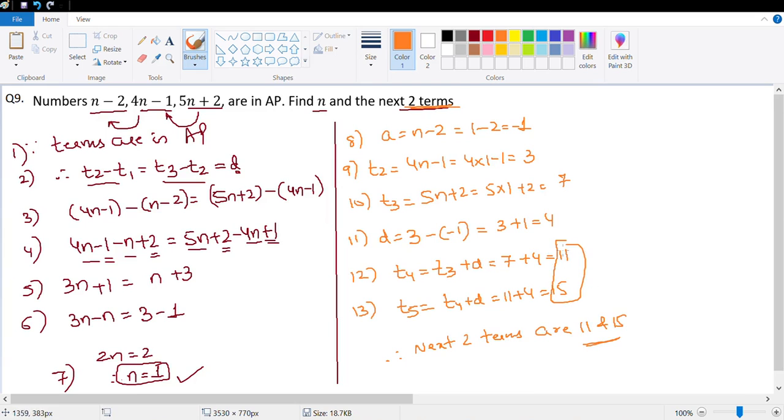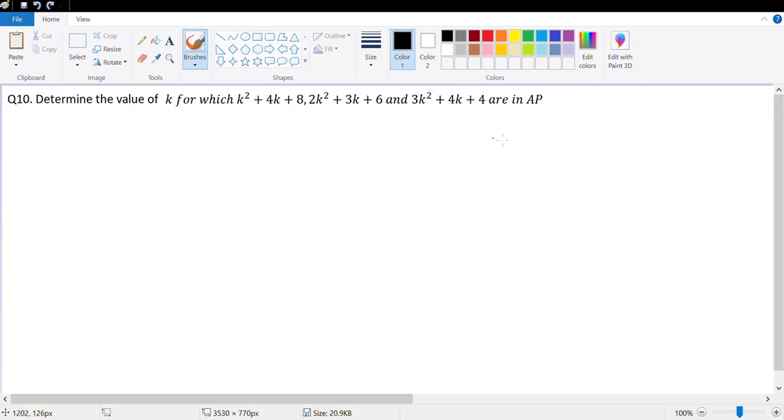Correct. We figured out the third term, added d, figured out the fourth term, added d. Perfect. Let's look at the next homework question. The next homework question is question number 10. Question number 10 says, determine the value of k for which these three terms are in AP. Again, a similar question as the previous one.